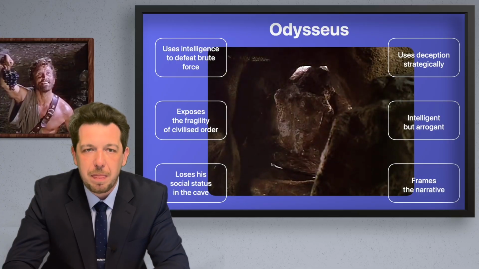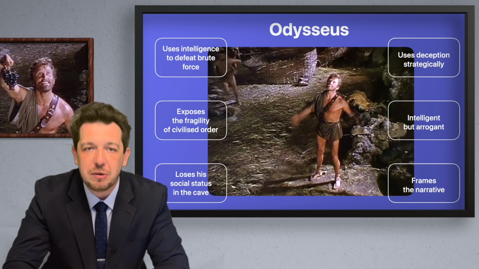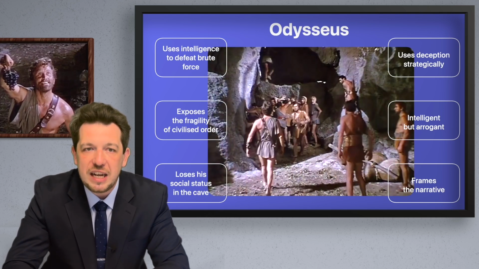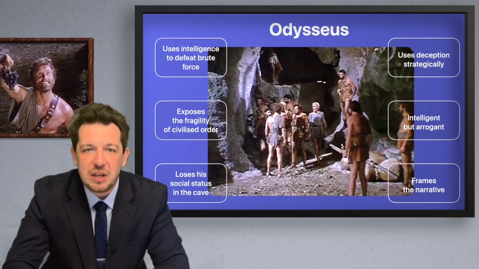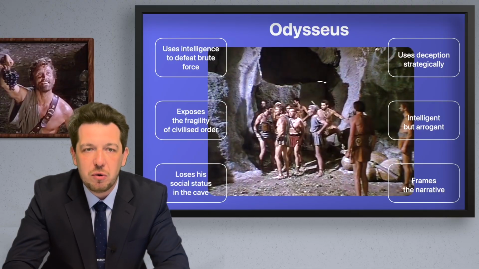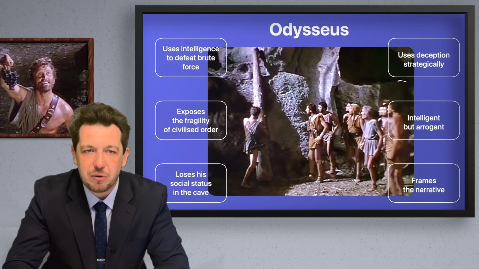Narrative influence. Importantly, this episode is narrated by Odysseus himself later in the poem. He controls how the story is framed. He shapes his own legend. One of the earliest tricksters in Western literature is also one of the first self-conscious storytellers. He manipulates not only events, but memory.